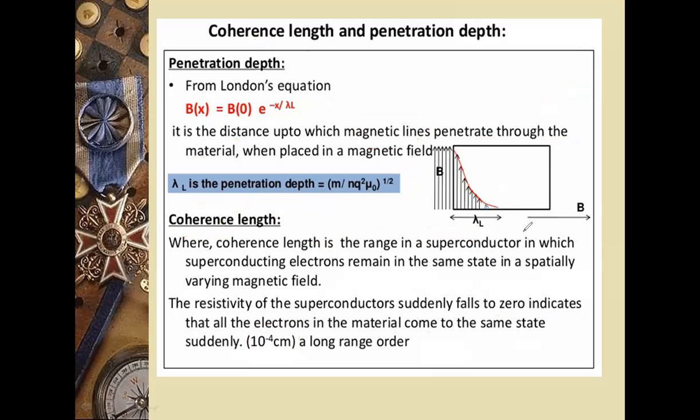Now you understand the difference between the coherence length and the penetration depth. Penetration depth is the length up to which the magnetic field lines enter into the sample. Coherence length is the length up to which resistivity is zero, the completely superconducting state. Behind that, the length that follows is the penetration depth.